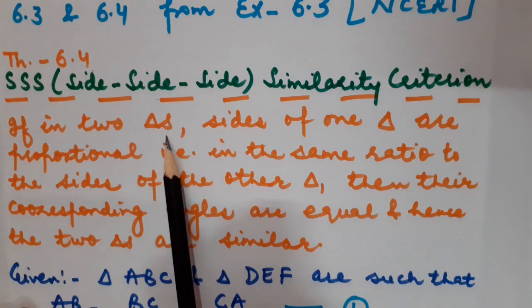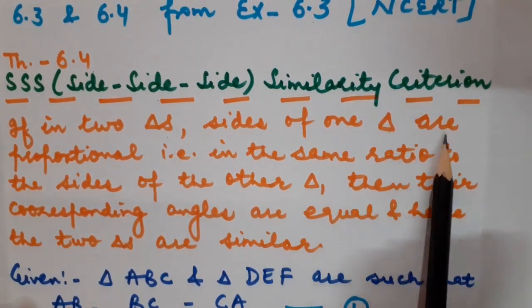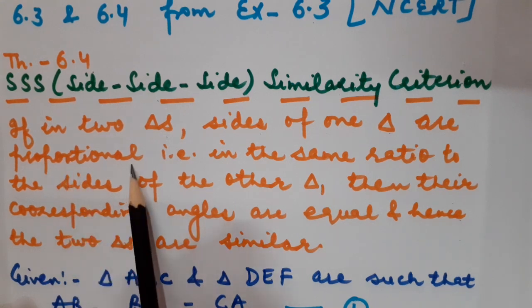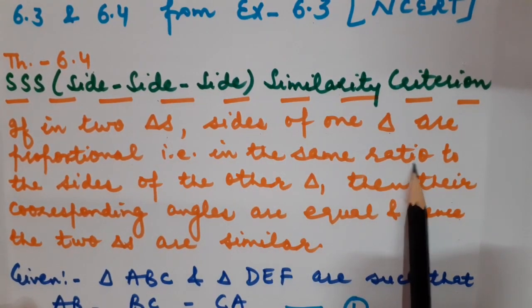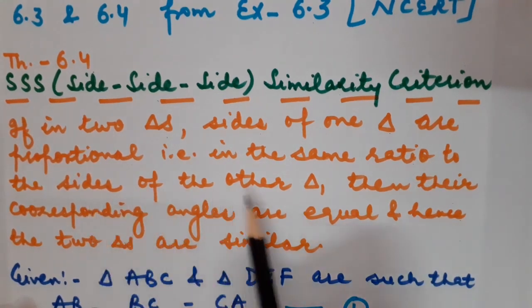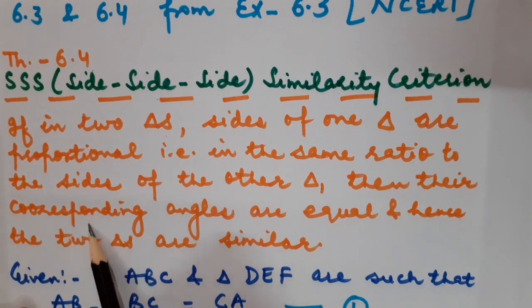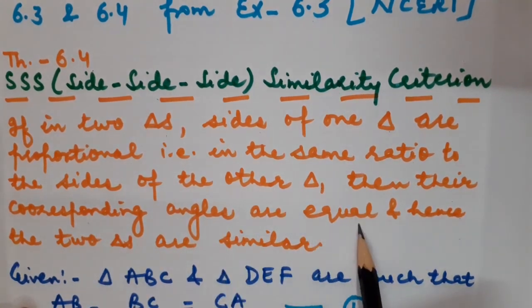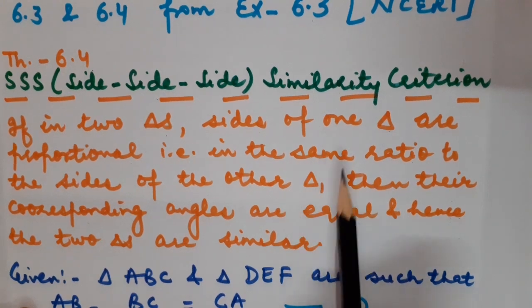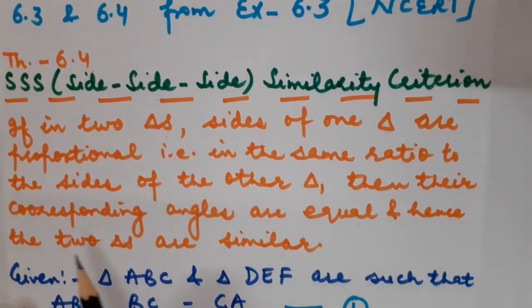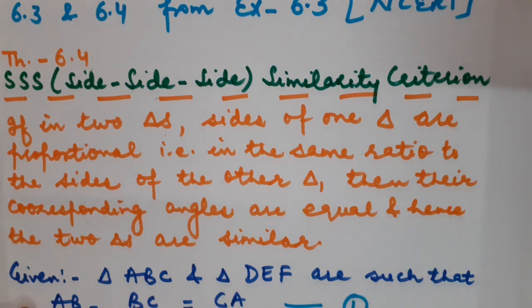If in two triangles, sides of one triangle are proportional or in the same ratio to the sides of the other triangle, then their corresponding angles are equal, and ultimately when both the conditions will be satisfied, then we can say that the triangles are similar to each other.